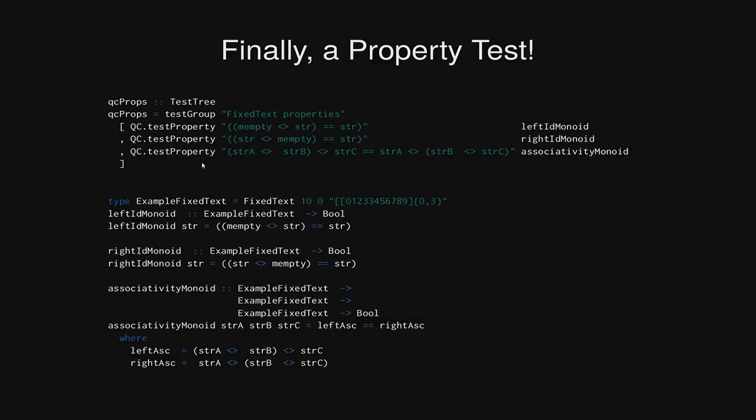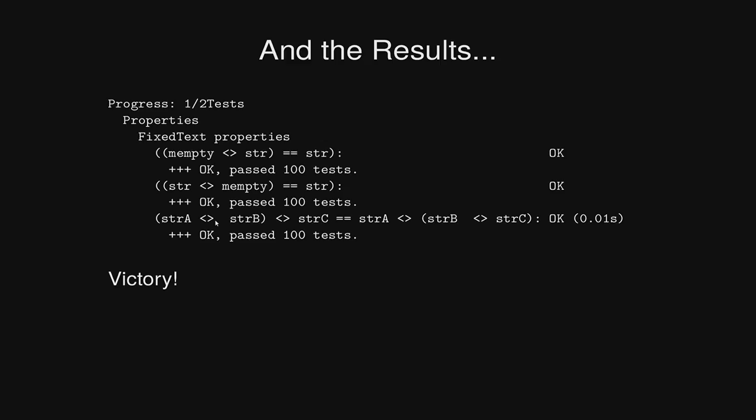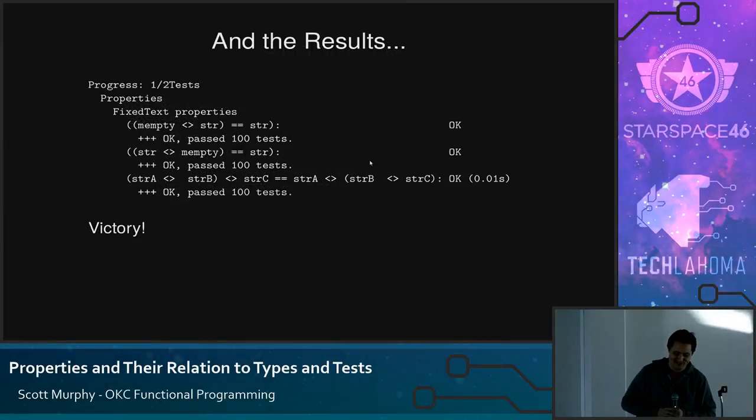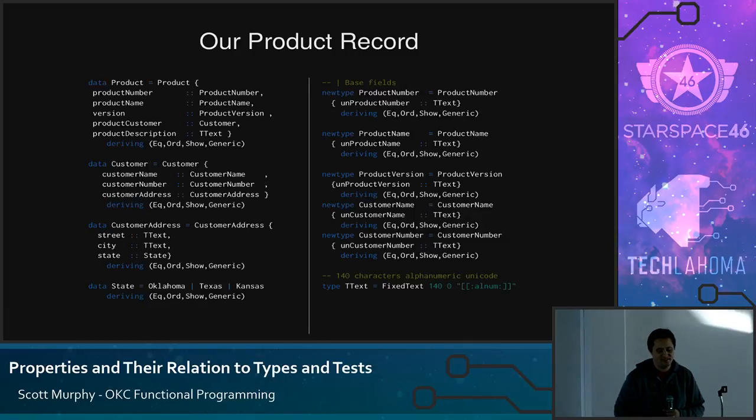So now we have properties that can be tested against, and then when you run QuickCheck, it runs through and says, oh, look, they all work. Hooray. I can write a monoid instance. Any questions so far? Awesome. Okay.